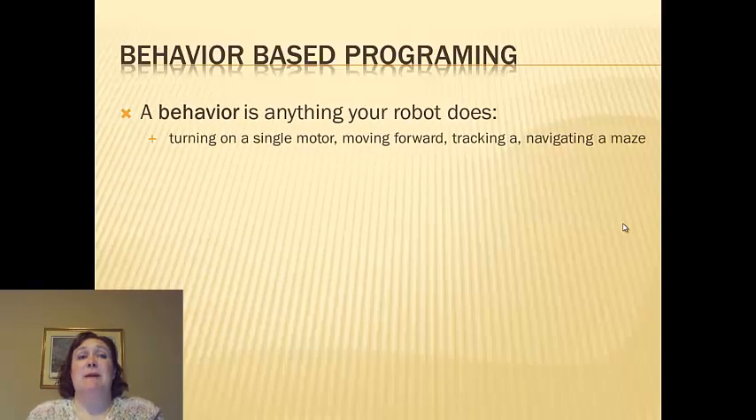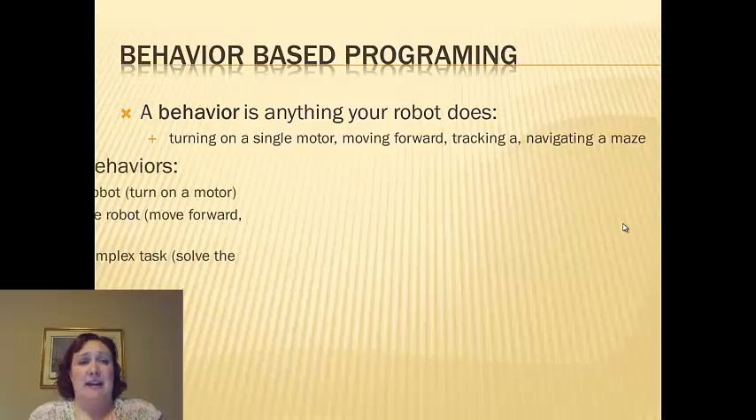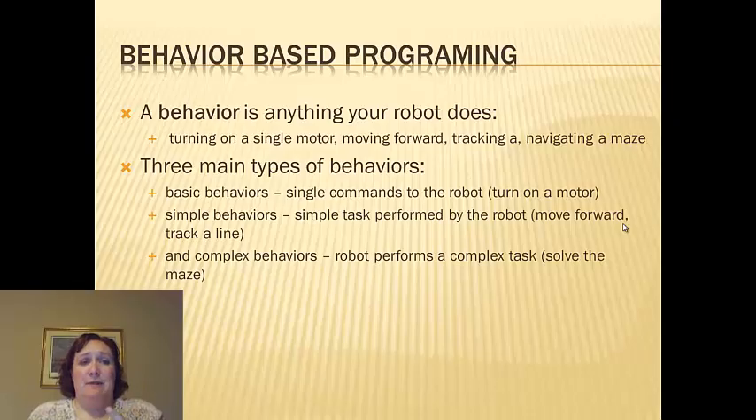So we're going to talk a little bit about behavior in robots. Behavior is anything your robot does, so it's really simple. Turning a motor on, moving forward, tracking a line, turning, all of that is robot behavior. There are 3 kinds of robot behavior.